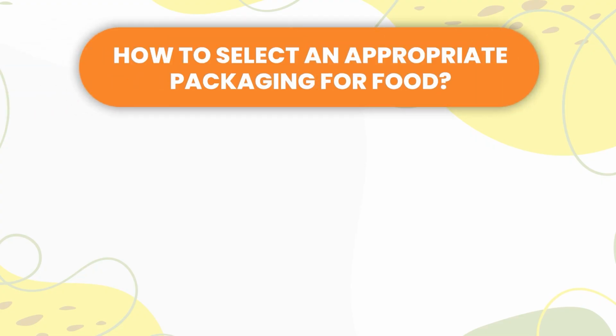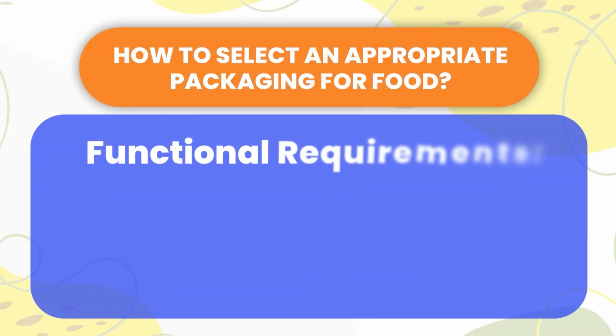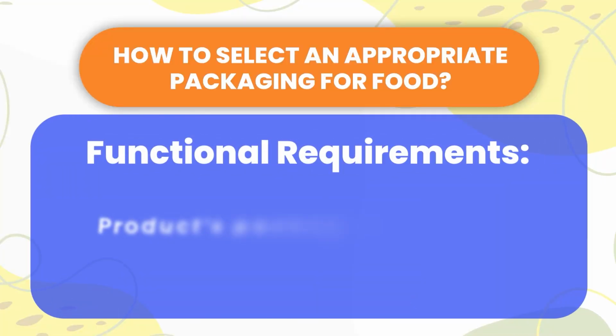Now we'll see how we can select an appropriate packaging for food product. If you are already working in food industry or if you're planning to join a food industry, you need to design the package for your product. Then what are the factors that you need to consider for selection of the appropriate packaging for food? First and foremost, the most important part is the functional requirement. So you need to consider the products packaging requirements. Till now I explained all the products packaging requirements for different food groups.